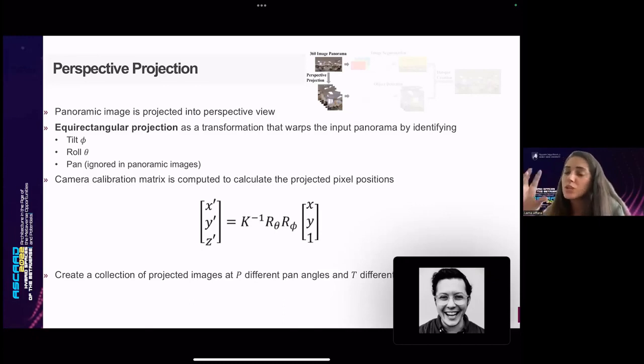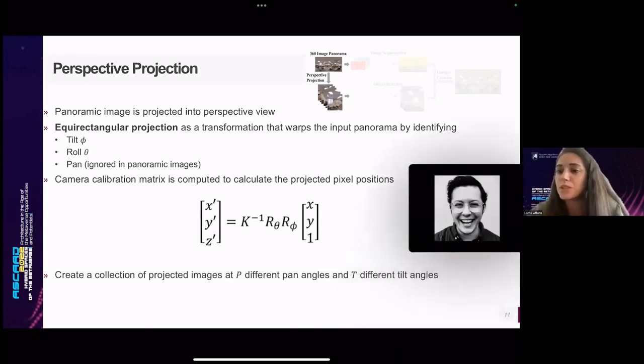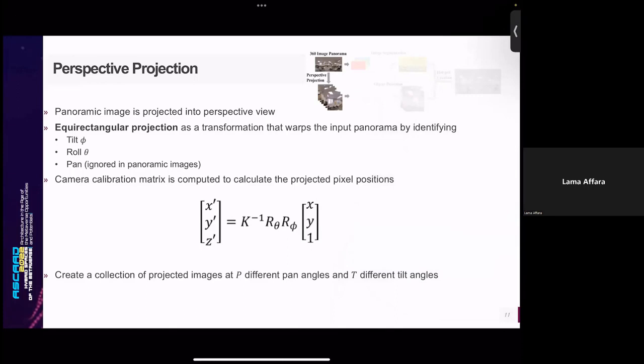Of course, for each panoramic image, we will get different perspective views. For example, here you can see we create a collection of projected images. So we take different pan angles and different tilt angles. Sorry, there's a typo here: the roll is ignored in panoramic images. So we take different pan angles and different tilt angles, and thus for one panoramic image, we get multiple, we can say P plus T, perspective projection images. We use these together in order to find the detected objects in the scene.